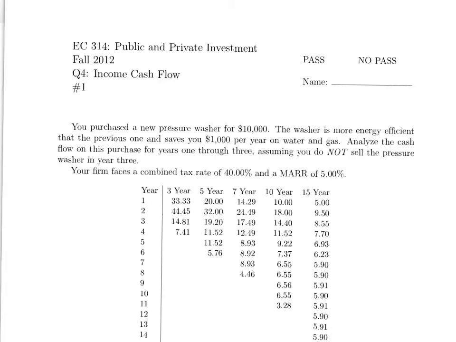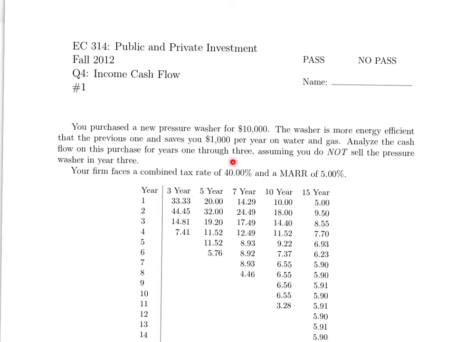Hi, I wanted to give you a key to essential question number 4, version 1 from the fall of 2012. This question is about getting a brand new pressure washer and spending $10,000 on it. That's a piece of data. That's a purchase we're going to make. The washer is more energy efficient than the previous one, so it's supposed to save you $1,000 per year on water and gas.